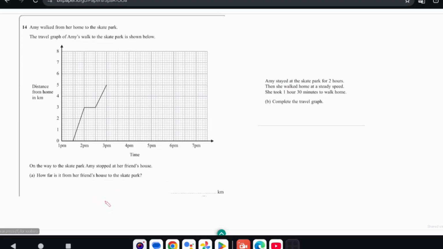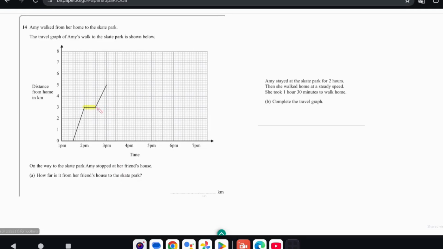Amy walked from her home to the skate park. Travel graph of Amy's walk to the skate park is shown below. On the way to the skate park, Amy stopped at a friend's house. So this is her stopping at a friend's house here. How far is it from a friend's house to the skate park?